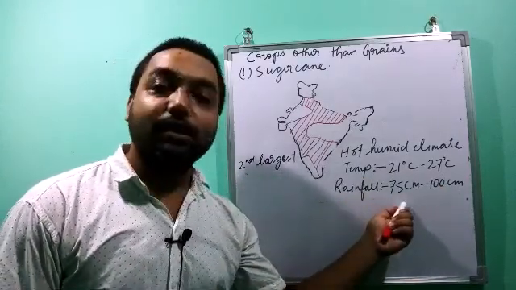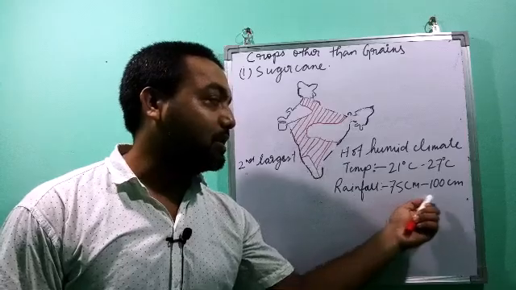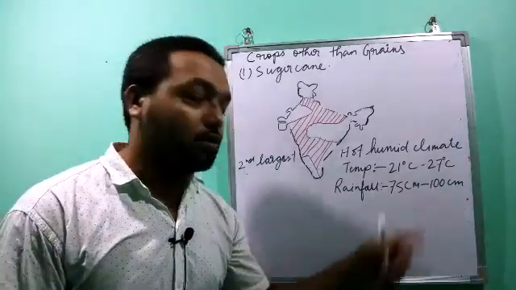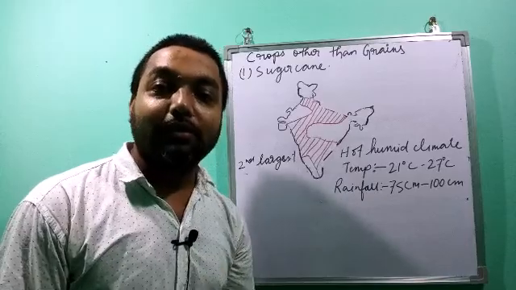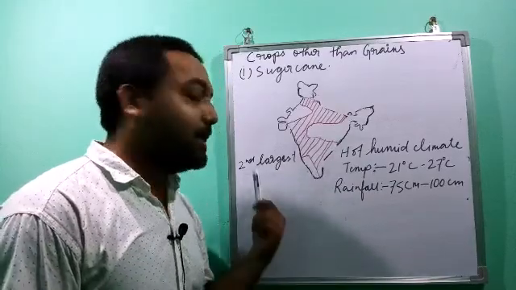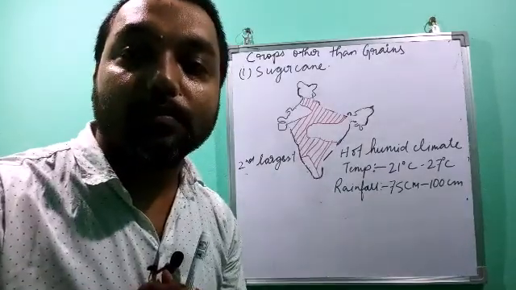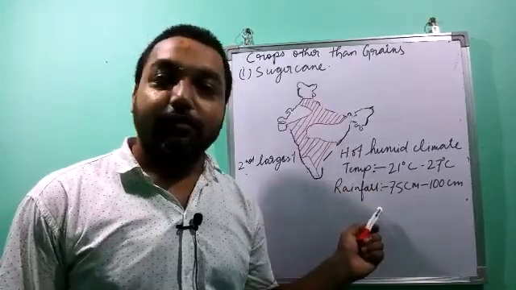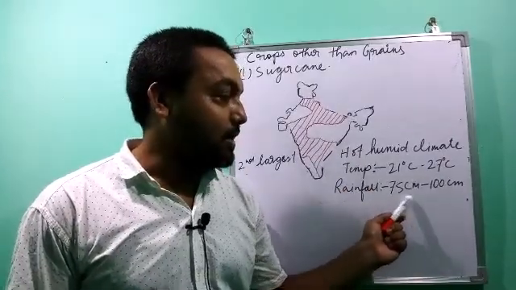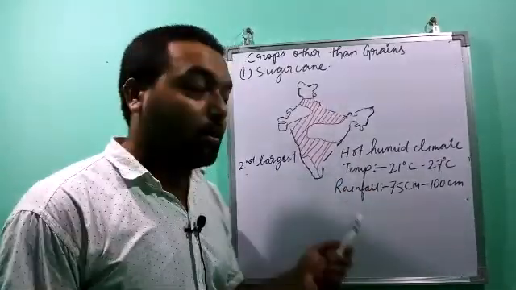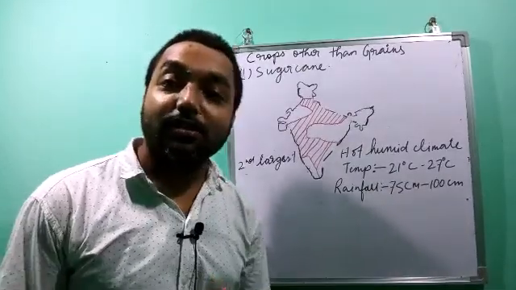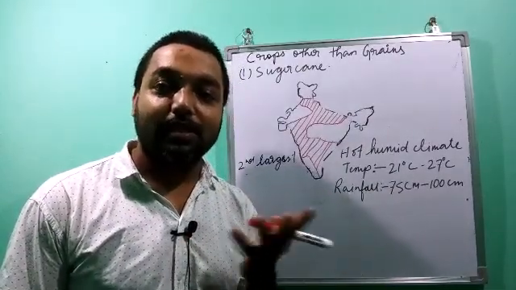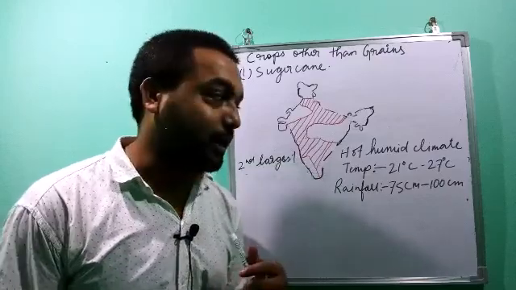The rainfall needed is 75 centimeter to 100 centimeter. It is a good amount of rainfall it needs. India is the second largest producer of sugarcane, after Brazil. Brazil is the highest producer, it is a very well known fact.